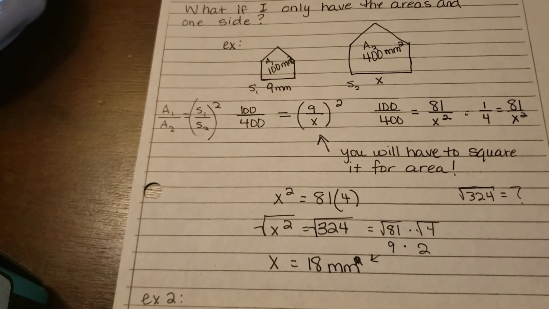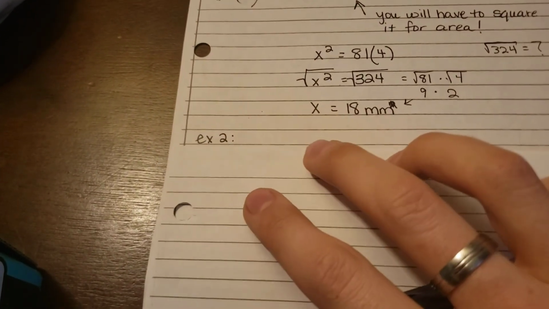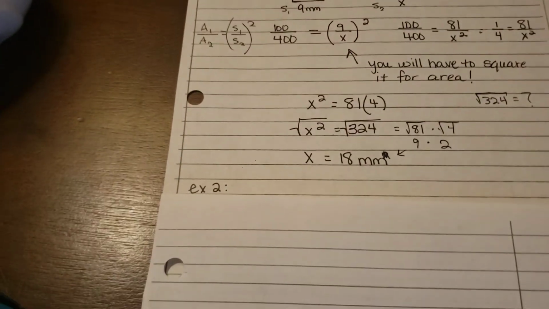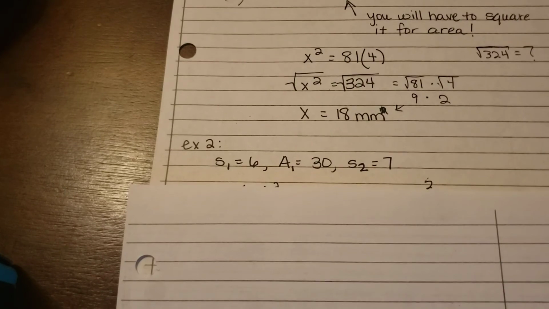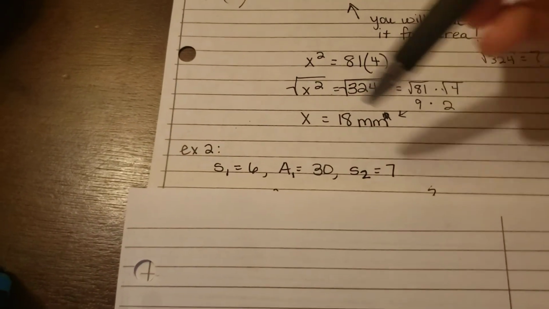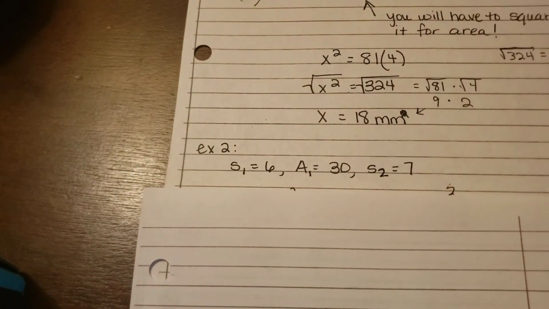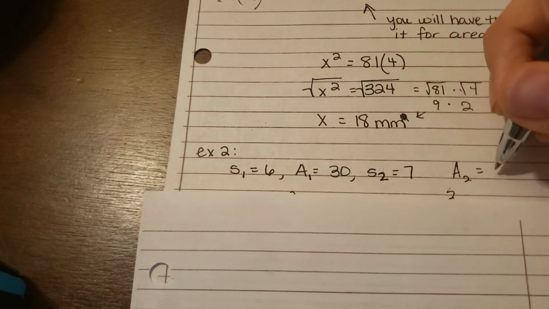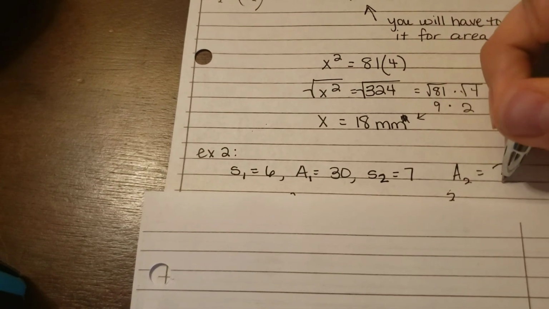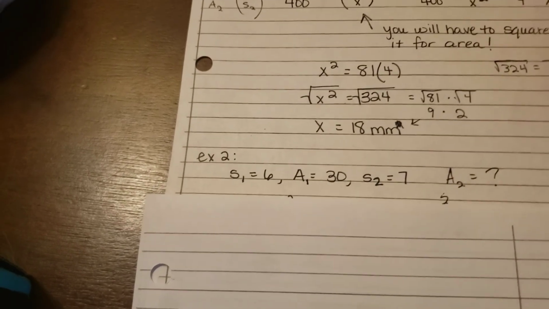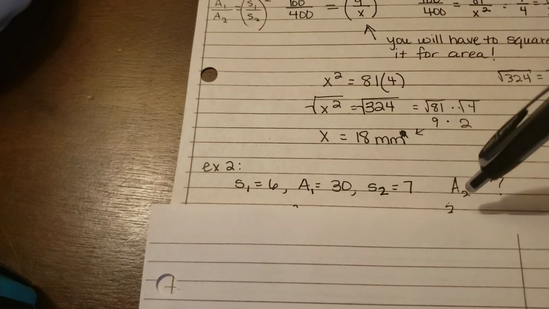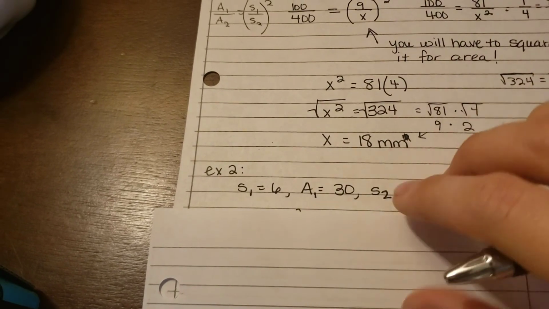I think I have one more example. Now this one doesn't have pictures, but it has all of the components. Okay, so let's say now this time I have two sides, but I don't have my second area. So very similar process, except I'm solving for my second area.